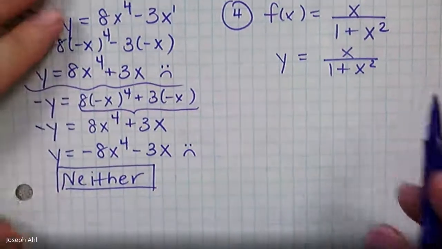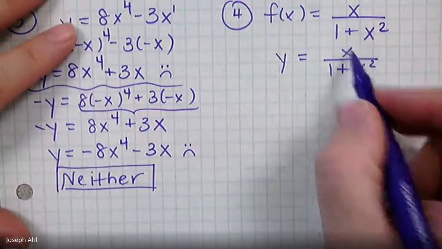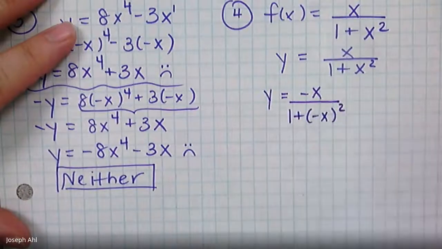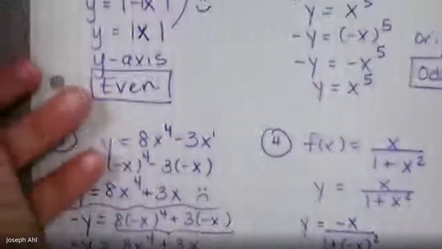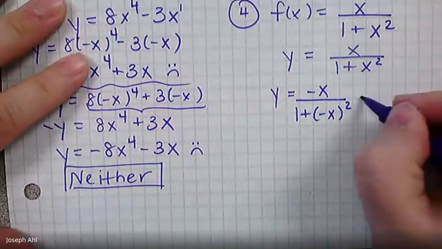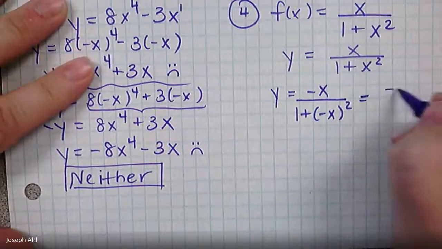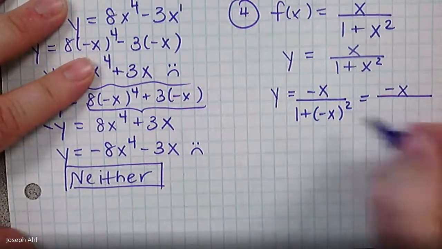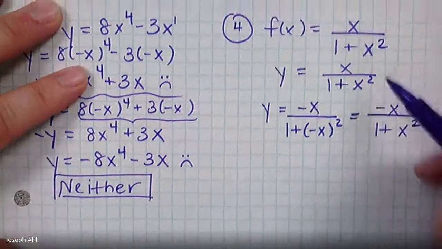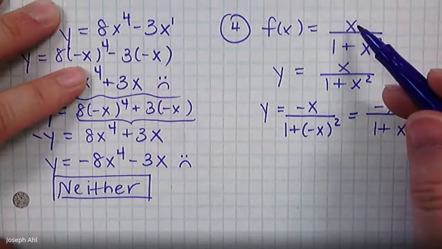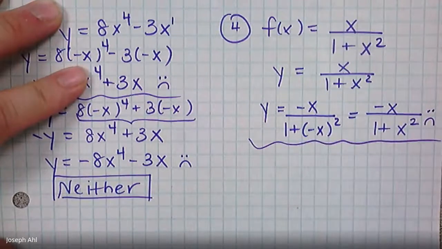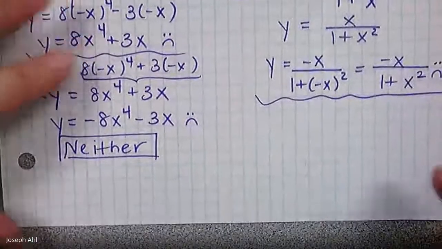All right, in this one, let's try y-axis first. If I just replace the x's with negative x's, like that, okay, I made those replacements. And what does this turn into? Well, nothing happens on the top, we just have negative x. On the bottom, squaring a negative x makes it positive x squared. Does this match the original? Not exactly. On the top, we had positive x, right? So no y-axis symmetry. Let's see if it's an odd function, meaning it has origin symmetry.